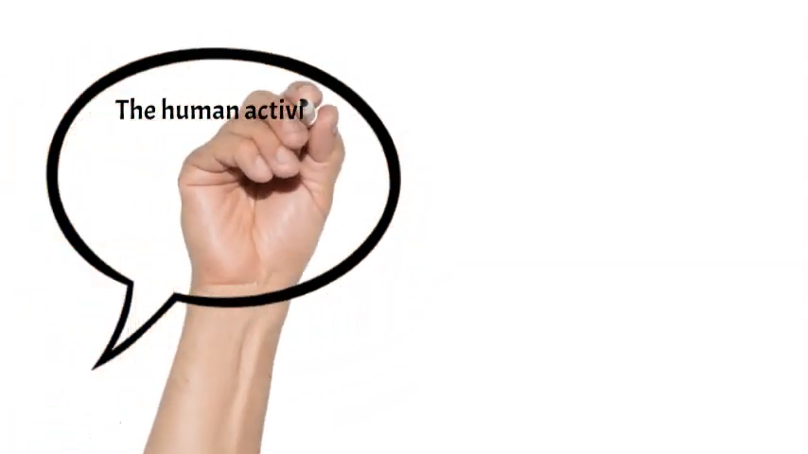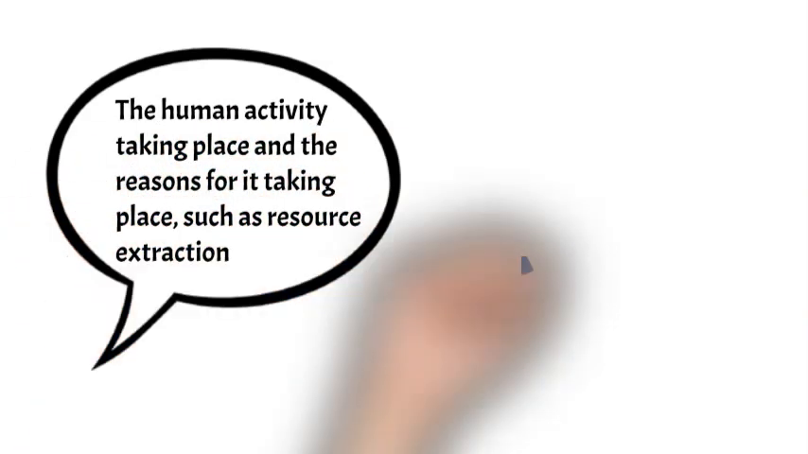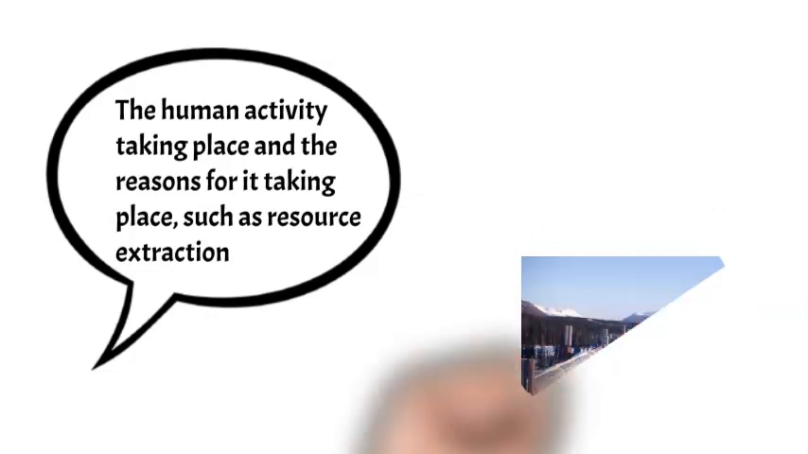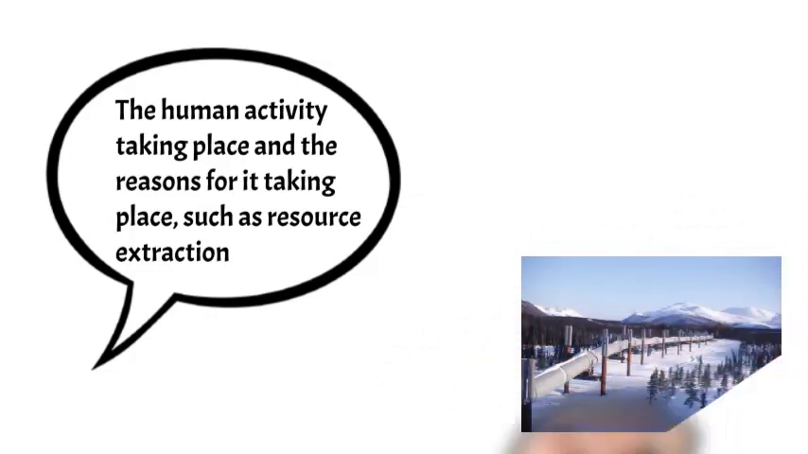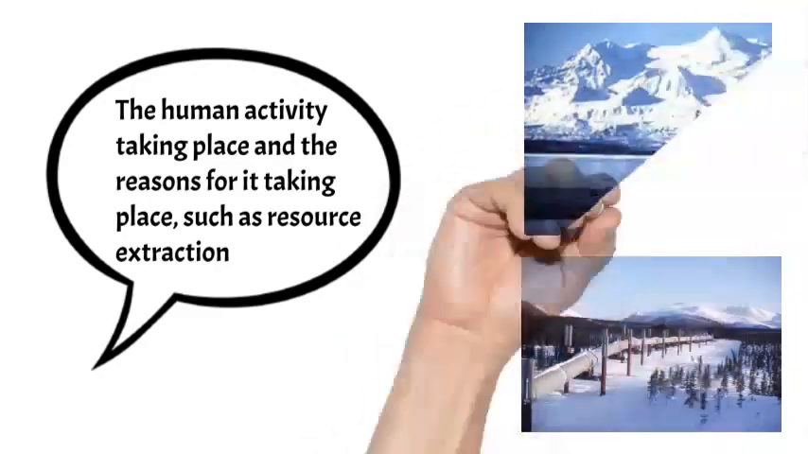We're going to look at several key points for this case study, and we're going to start by thinking about the human activity that takes place and the reasons why. It's simple really, it's all to do with oil. As you can see here, we have the Trans Alaskan pipeline that transports oil and also the extraction and flaring of oil in the Arctic Sea.